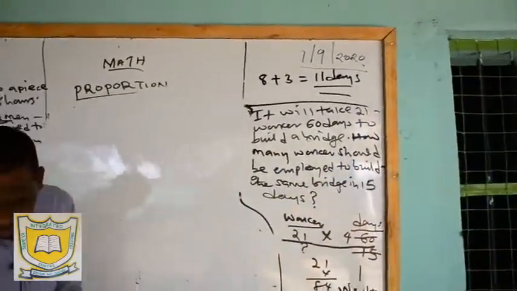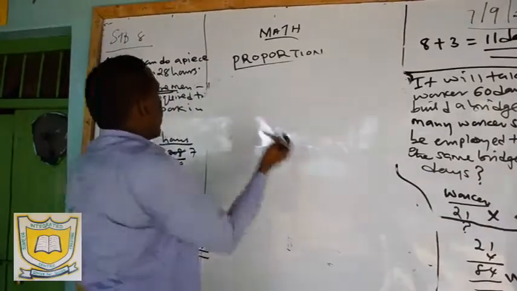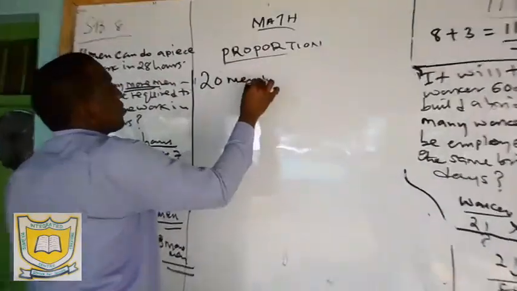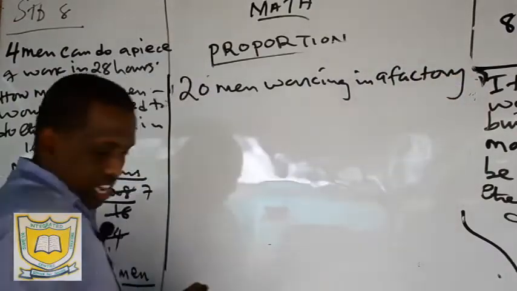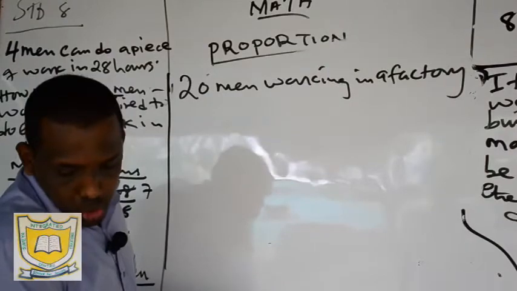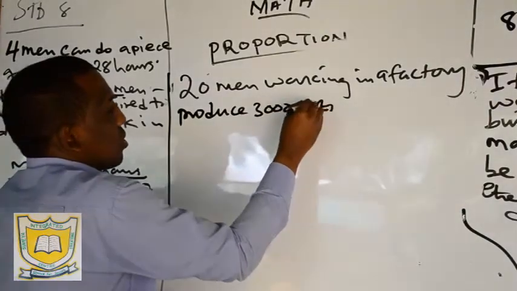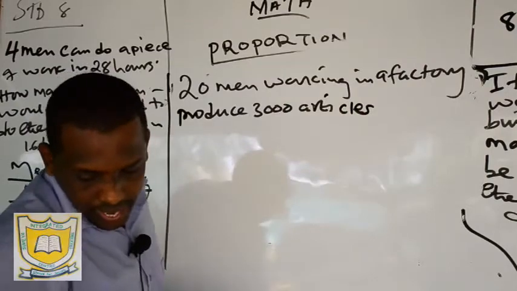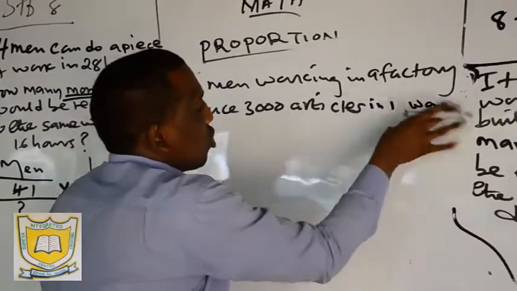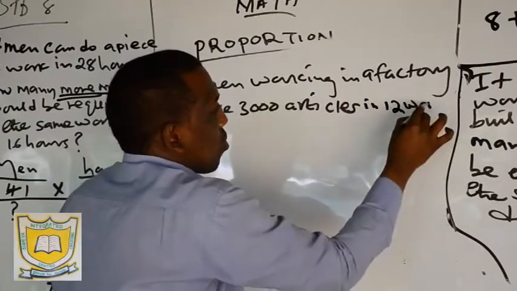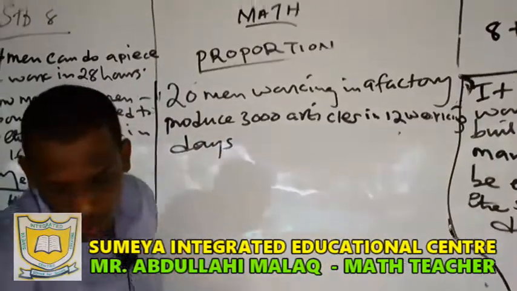Another question. You are told 20 men working in a factory produce 3,000 articles in 12 working days.